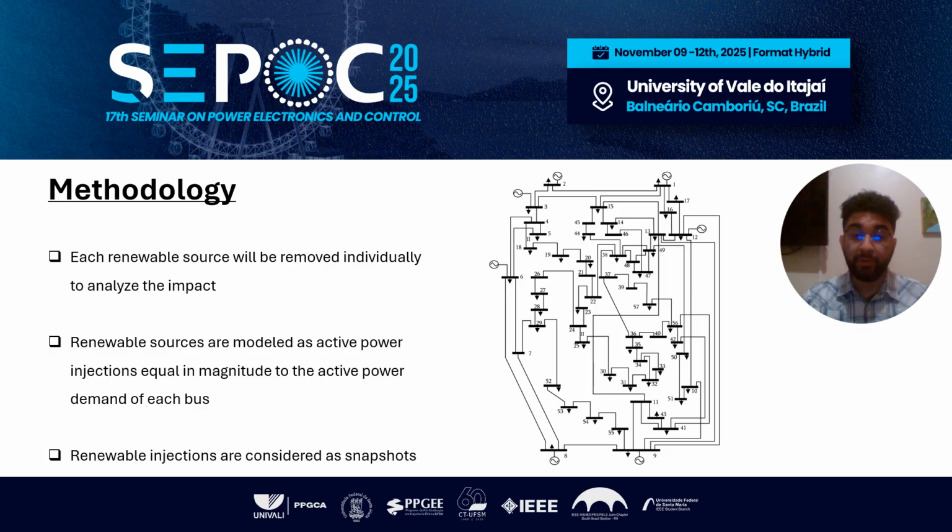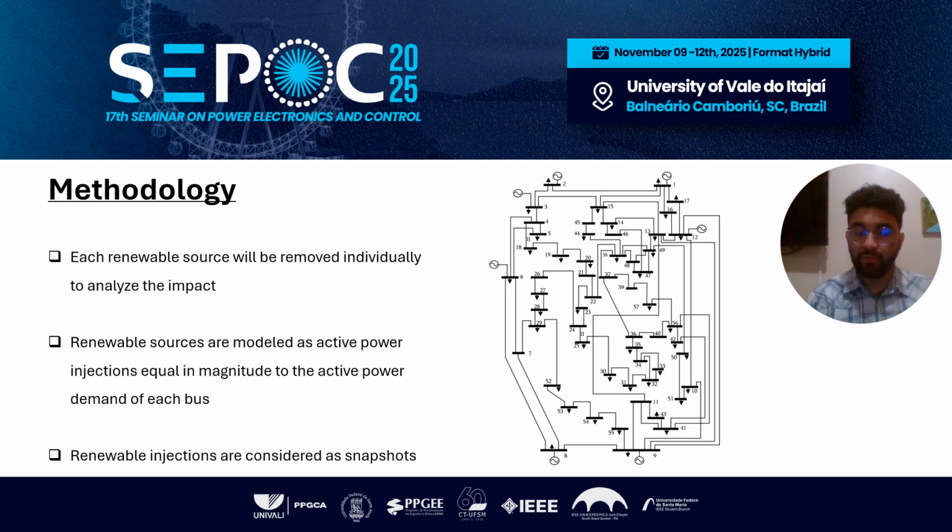Each renewable source will be added individually, just to analyze its impact. Something that we need to point out is that the renewable sources are modeled as active power injections equal in magnitude to the active power demand of each bus. In other words, if we have a bus that has a load of 10 megawatts, our renewable source injection is going to be the same value as this load. In this case, a 10 megawatt load is going to be a 100% injection.